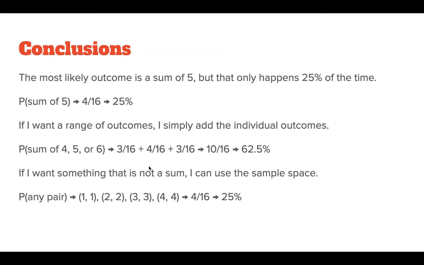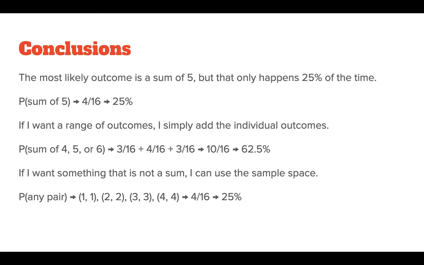So you're going to notice that I have in my little slide here, 10 out of the 16 outcomes were either a 4, a 5, or a 6. That could be gotten by adding each of the individual probabilities together. 62.5%, just a little under 2/3. So you're very likely to roll 4, 5, or 6 when you're rolling 2 4-sided die.